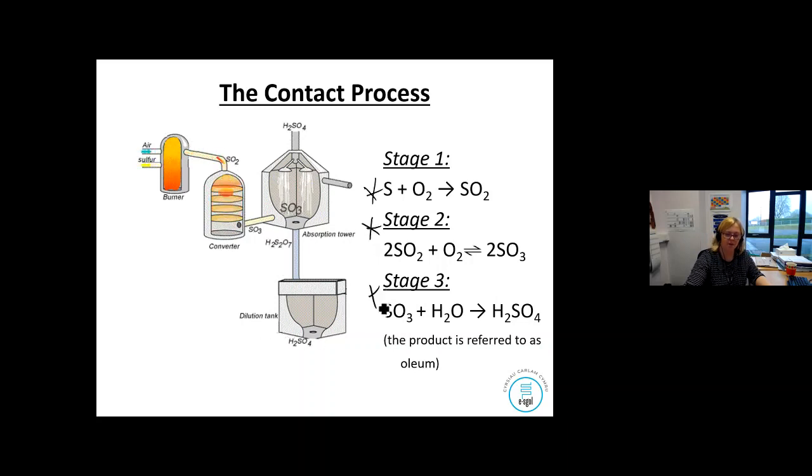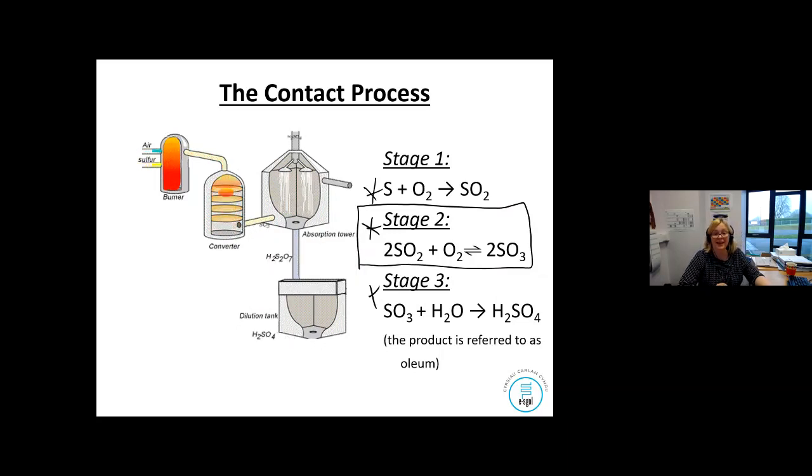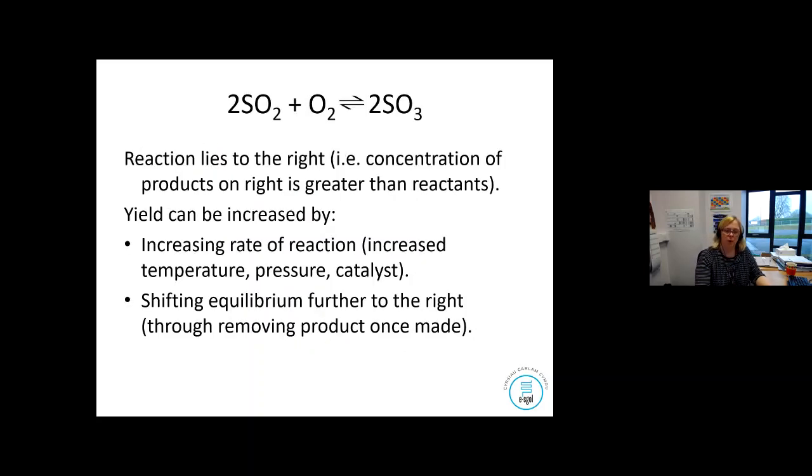So there are 3 stages, and I'm sorry to tell you, you're going to have to learn all 3. The only one that really plays a part in what I've been discussing today is that second one, because it's the only one with this reversible symbol. Again, let's focus on what conditions you would think would be optimum or ideal for this. So we've got 3 molecules going to 2. That means that there is some reduction in pressure by going forward, but it's not a significant amount of decrease in pressure to justify a hugely high pressure.